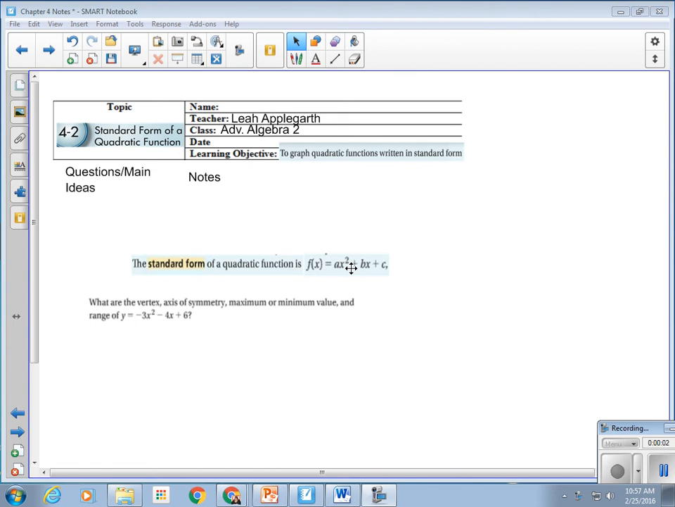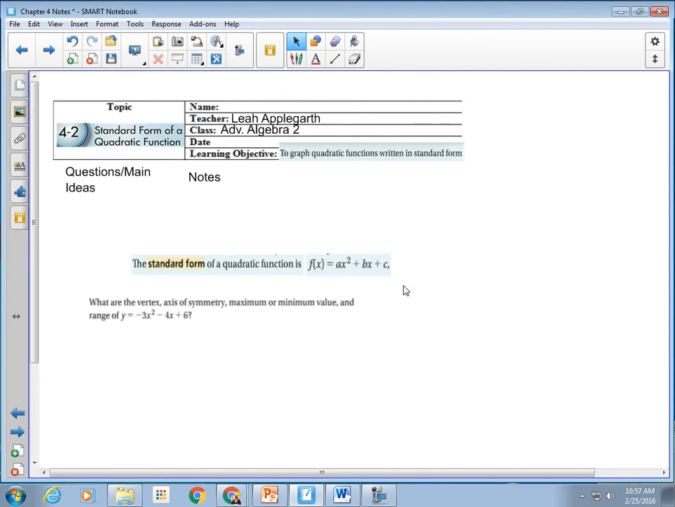Okay, so this is section 4-2, standard form of a quadratic function. Our learning objective is to graph quadratic functions written in standard form. Just to remind you, the standard form of a quadratic is f of x equals ax squared plus bx plus c. It's what we usually use when we use the quadratic formula to find a zero. So that's our standard form.